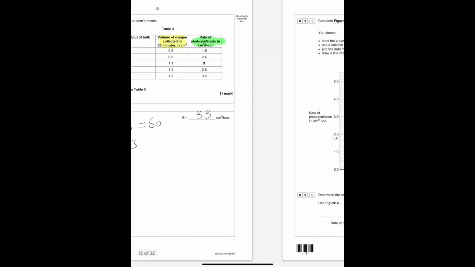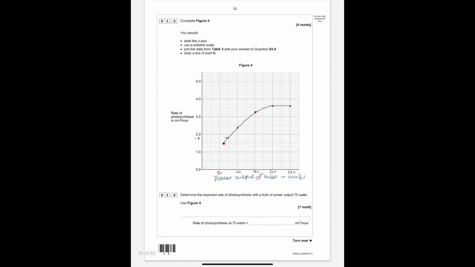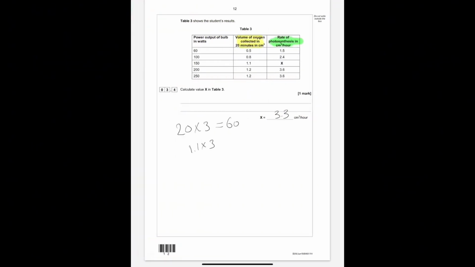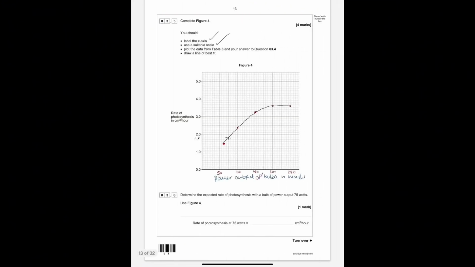Okay. Right, so next one over here, I have more or less done already for you. Complete figure 4, so you should label the x-axis, which is going to be the power output of the bulb in watts. That's done, so that'll get me 1 mark. Use a suitable scale, I've gone up in 50s, that is done. Plot the data from table 3. So this is table 3 over here. So you're going to plot the rate of photosynthesis in centimetre cube per hour. And then you're going to draw a line of best fit. So this is my line of best fit that I have drawn already. It's a curved line of best fit.